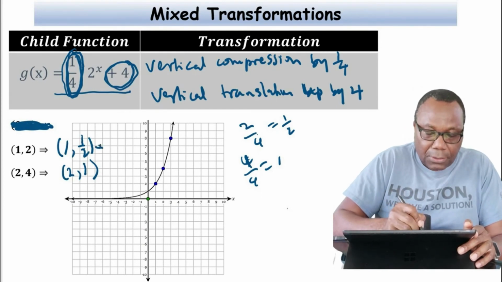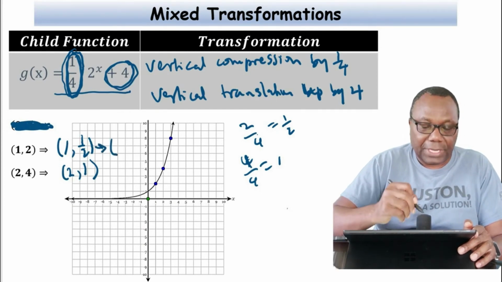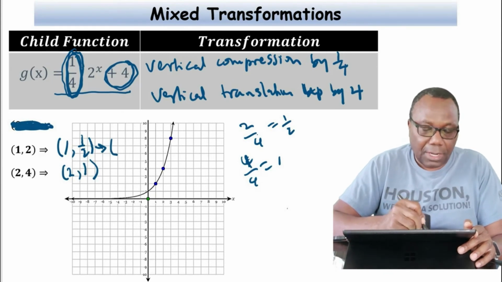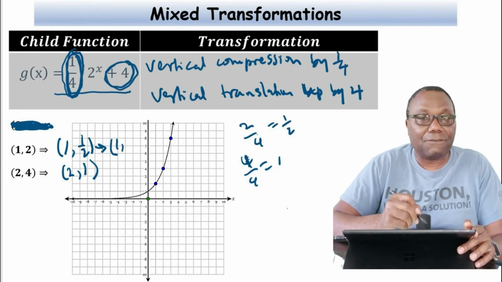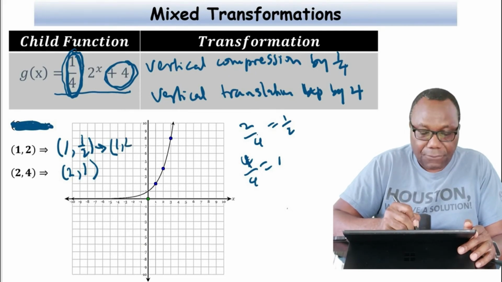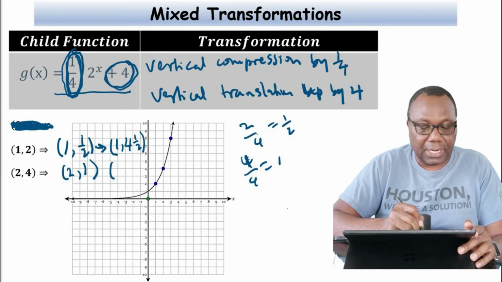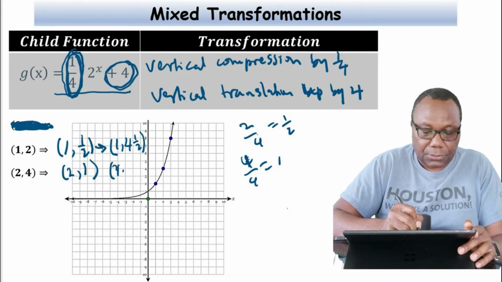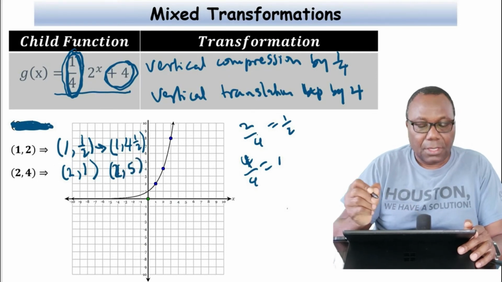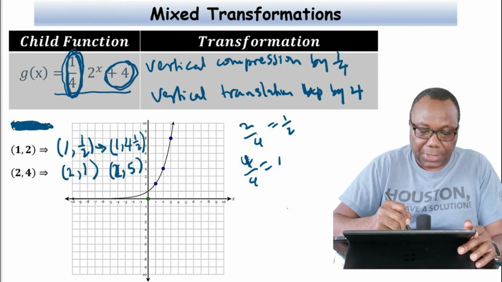So this new point also translates now. If I shift, the x value is going to stay the same. 1/2 is going to be shifted up by 4, so it goes to 4 and 1/2. And then the 1 is going to be shifted up by 4. 1 plus 4 is 5. Okay, let's just do one more point to make it clearer.